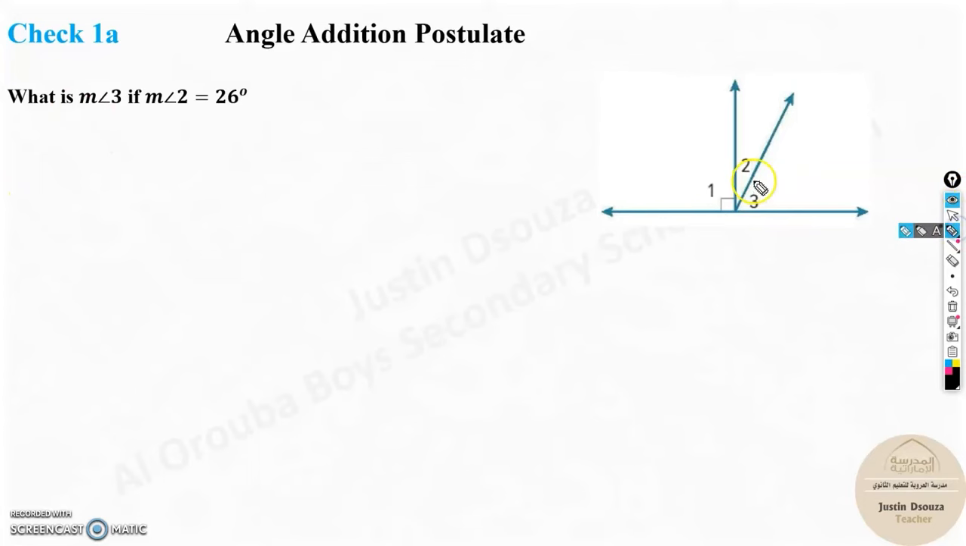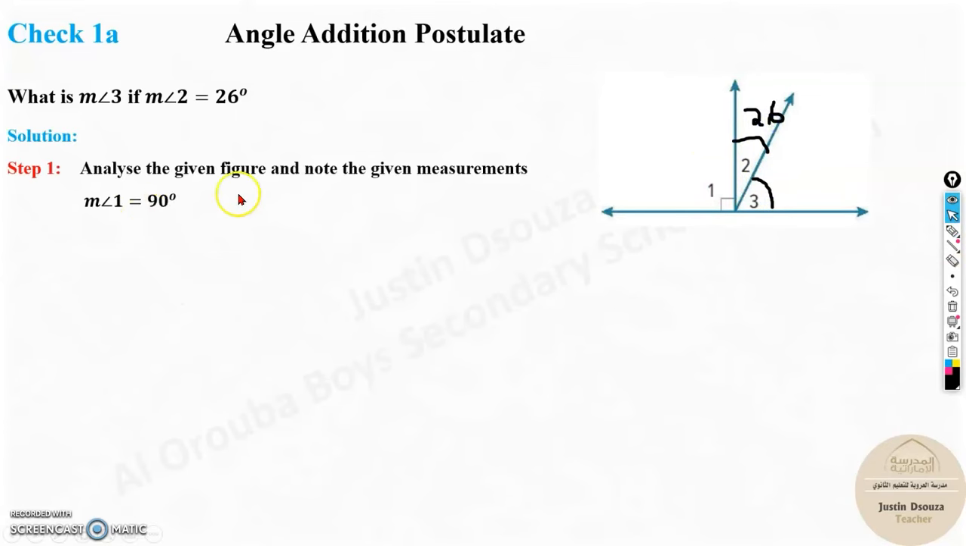They want to know the measure of angle 3, and they have told us the measure of angle 2 is 26. Same way as the previous one. Here the measure of angle 1 is given in the figure. It's 90 degrees. Angle 2 is 26. Angle 3 is unknown. But the total angle is not given.